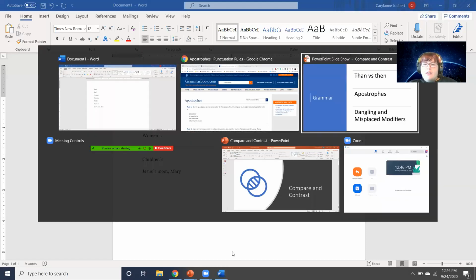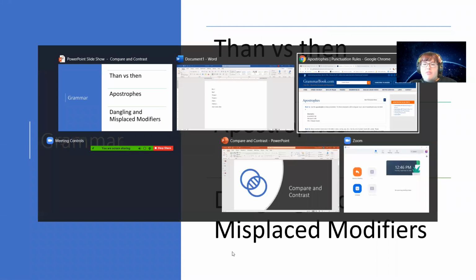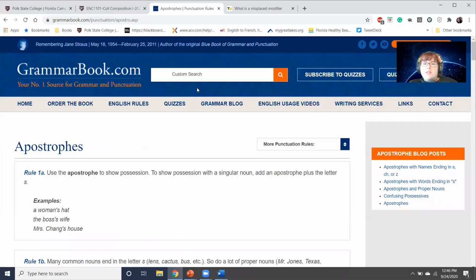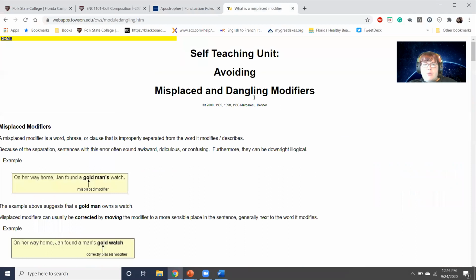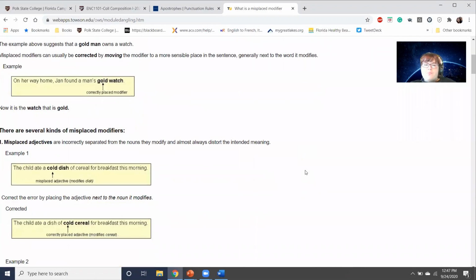Okay. Next is dangling and misplaced modifiers. Okay, so a misplaced modifier is a word, phrase, or clause that is improperly separated from the word it modifies or describes. So most times we're not going to have, like the example, on her way home, Jan found a gold man's watch. But you want to make sure that the adjective you're using is with the appropriate noun. So, man's gold watch.